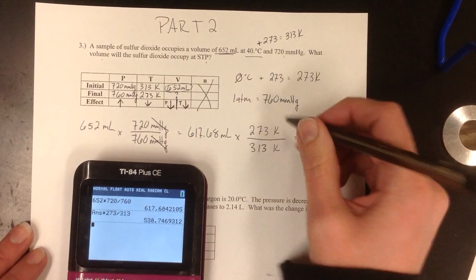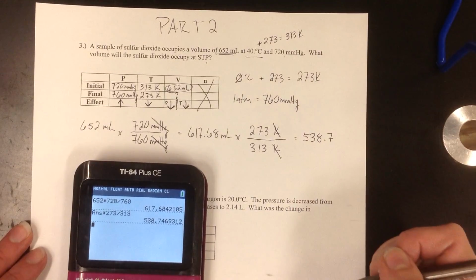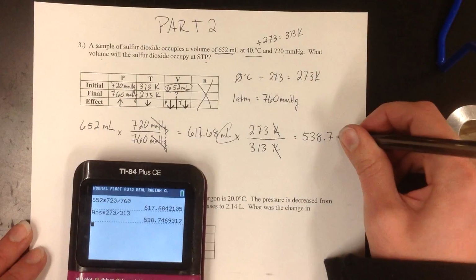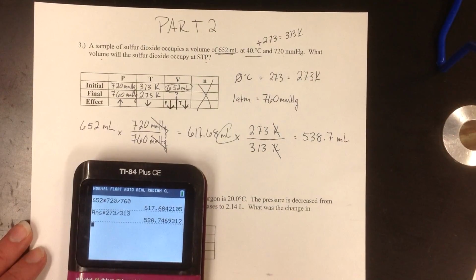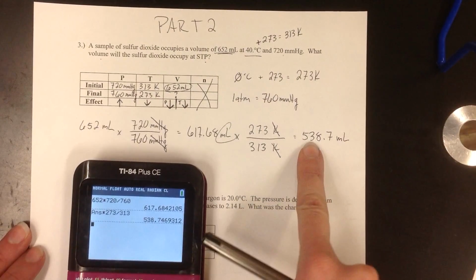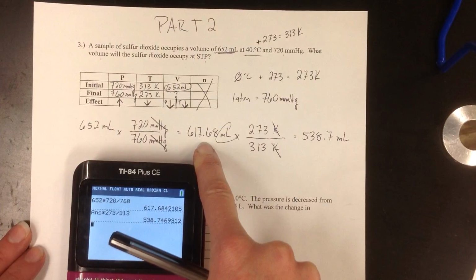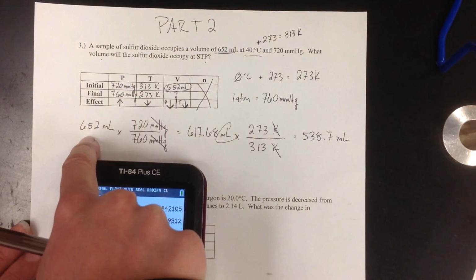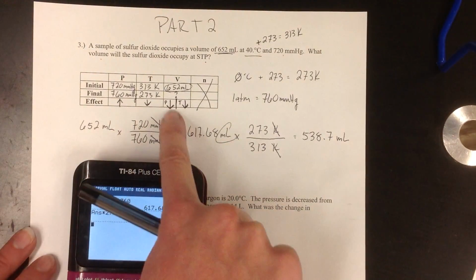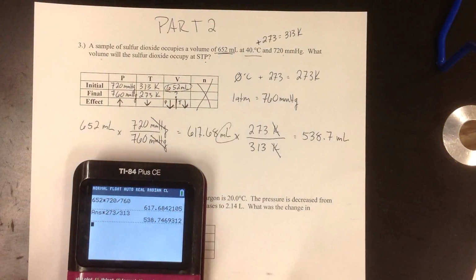538.7. My Kelvin cancel. I'm left with milliliters. That is smaller than this value, which was smaller than this value. So both of these effects decreased my volume. Perfect. Let's round to significant figures.